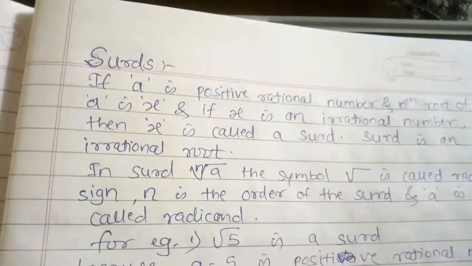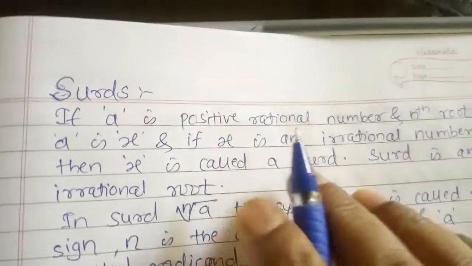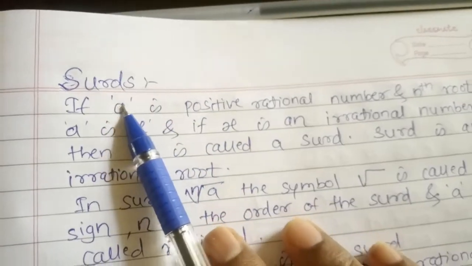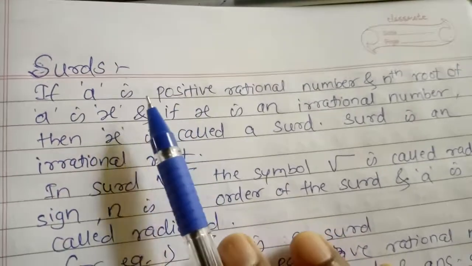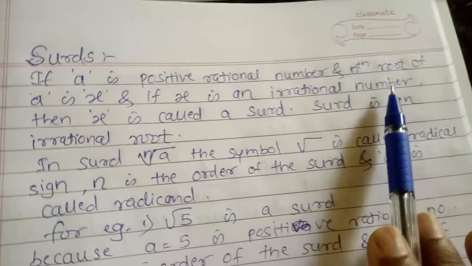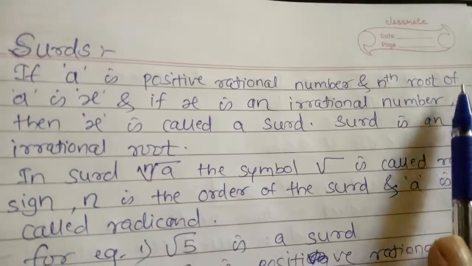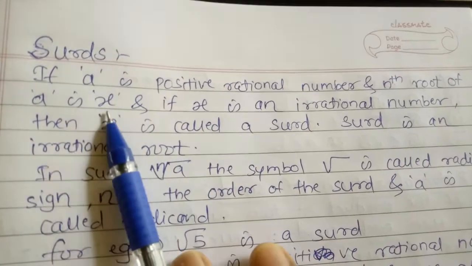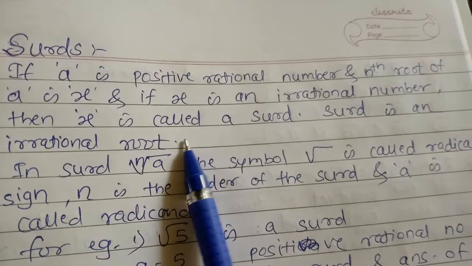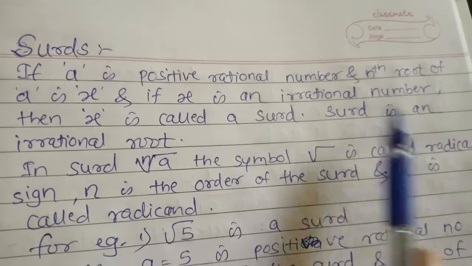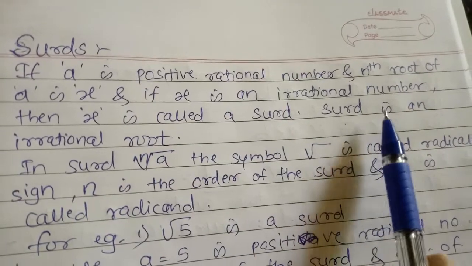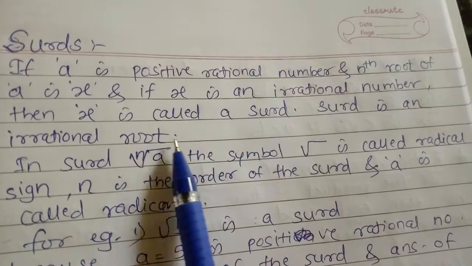Hello students, now I am going to continue the chapter Real Numbers of 9th standard, and today's concept is about surds. So first of all, see the definition of surds. If a is a positive rational number and the nth root of a is x, and if x is an irrational number, then x is called a surd, and a surd is an irrational root. The short definition of a surd: a surd is an irrational root.